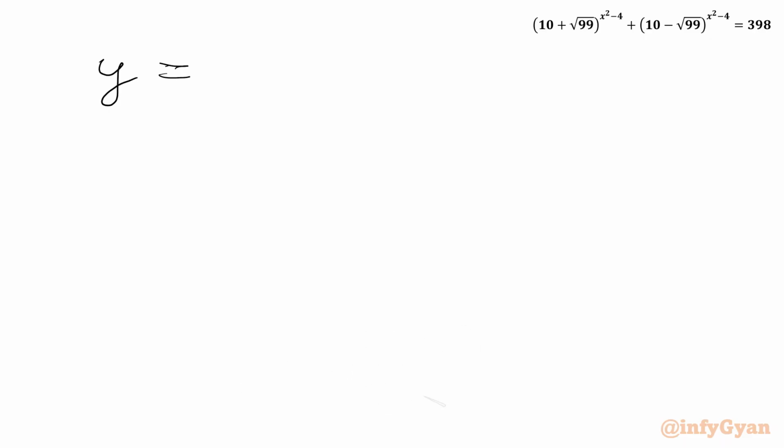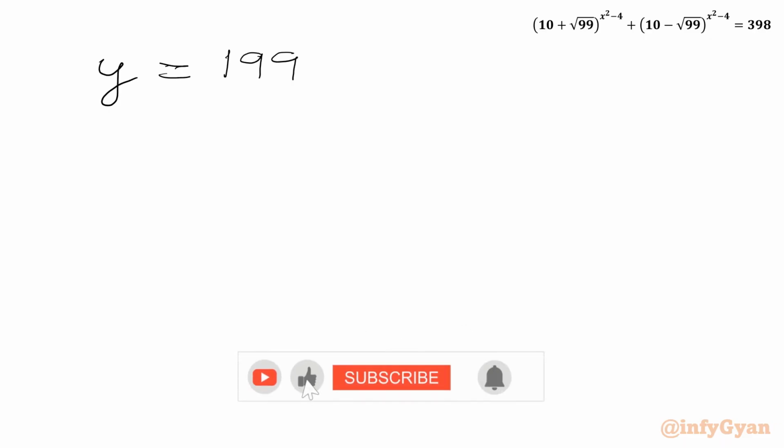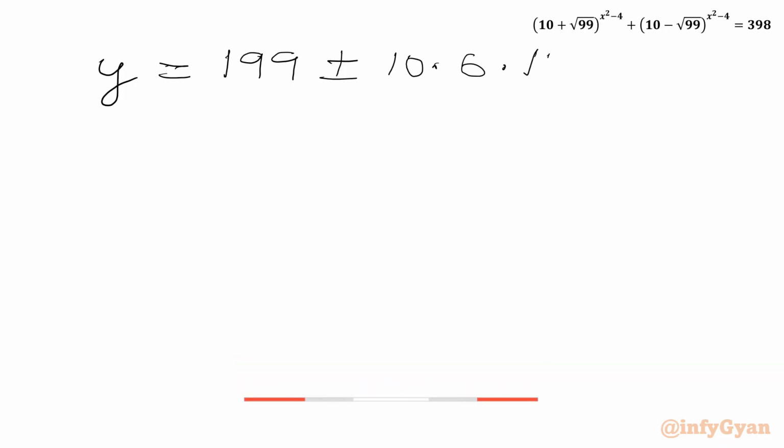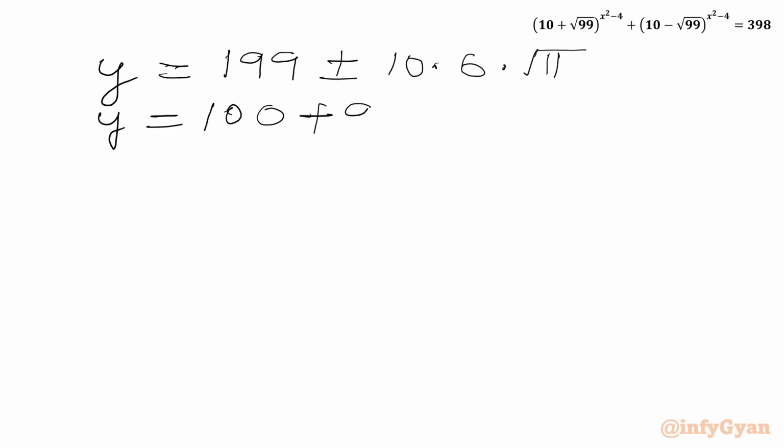Let me write 199 plus minus 10 times 6 times root 11. Now I can write here y equal to 199 is 100 plus 99. Then we will write plus minus sign. And here I will split 6 as 2 times 3. So let me write 10 times 2, and then we have to write 3. 3 we will write square root 9. Then we have square root 11.